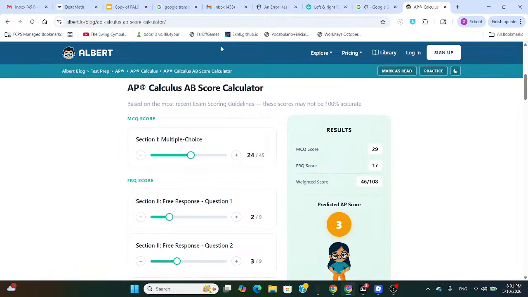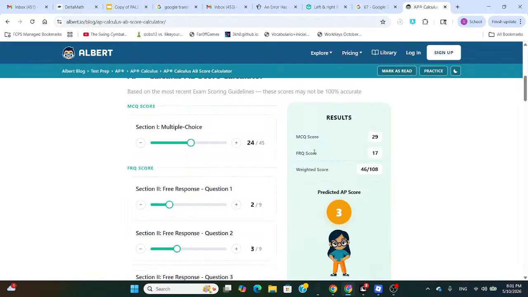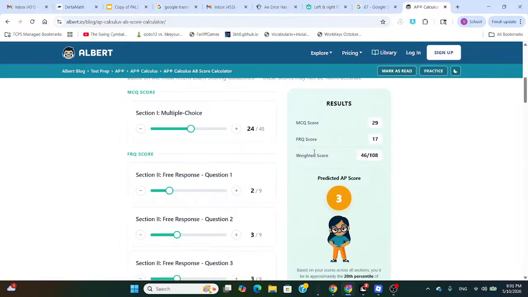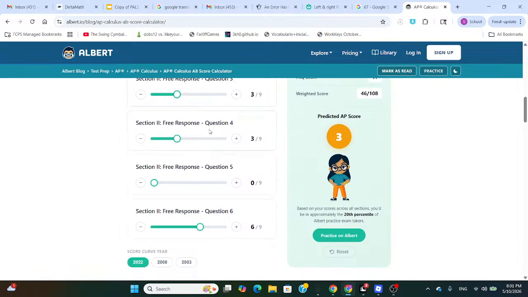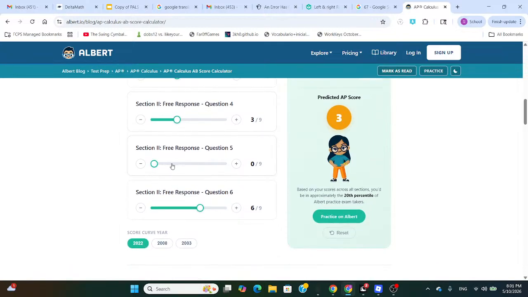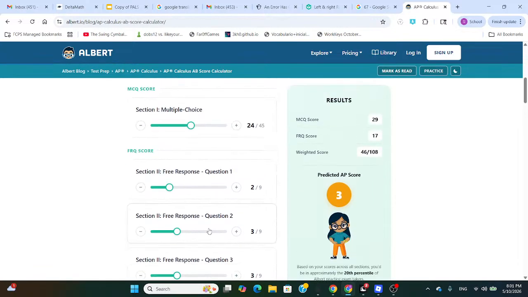I mean, a 3 ain't even that bad, for real. You can still get credit. Look, a 3 is so doable. Multiple choice, I'm good at. So I think I can get at least half of it, if not a little bit more than half raw. Then I do a little bit of this and that, and I bomb one of the free responses, and then I do good on this other one.